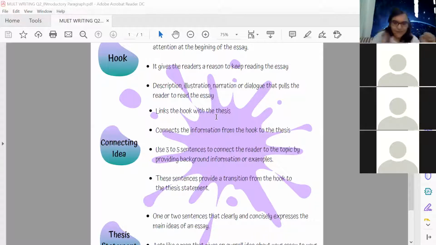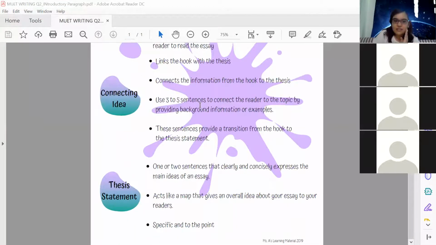Now you have maintained your reader's attention with the connecting idea. Now your reader would ask the question, what's the point of all of this? That is where your connecting idea will lead to your thesis statement. You cannot have too much connecting idea because you will lose your reader's attention. So just have 3 to 5 sentences, lead them to your thesis. This thesis is basically like a map. It gives you the overall idea of your essay. What is your essay going to talk about?